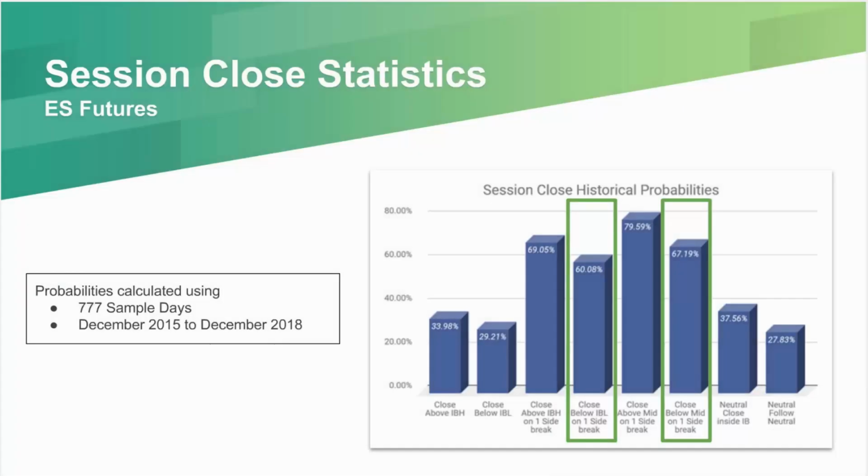Okay, moving on to the next set of statistics. So here we're looking at the session close probabilities, again for 3 years of data. The ones I squared in green here: this first one is the probability of closing below the initial balance low when you have only broken one side. So in this case it's 60%, and closing below the median price, so the mid, that blue dashed line that I showed you earlier, is 67%.